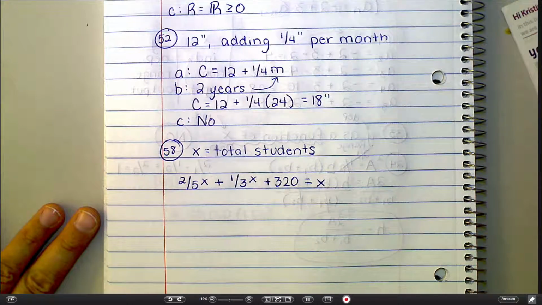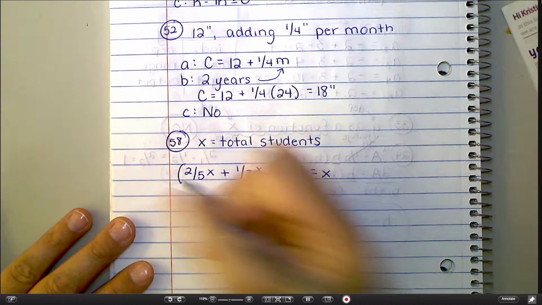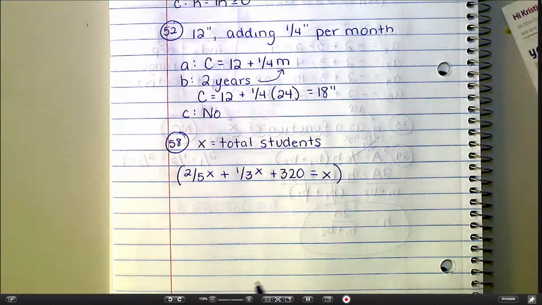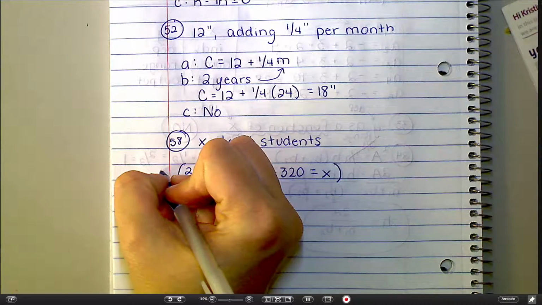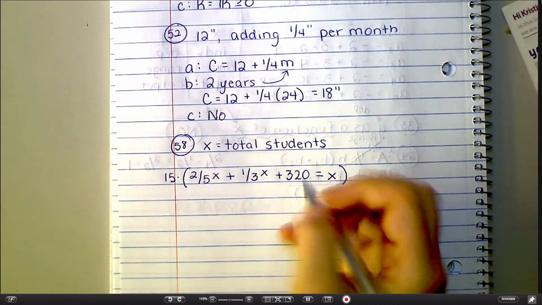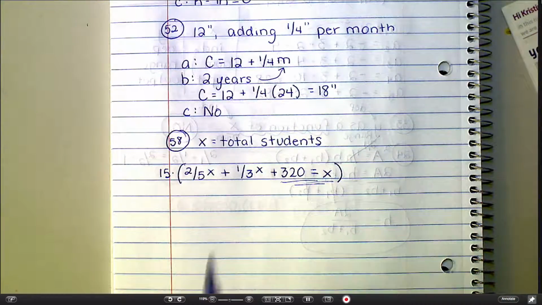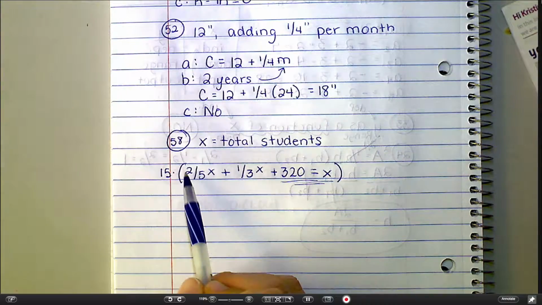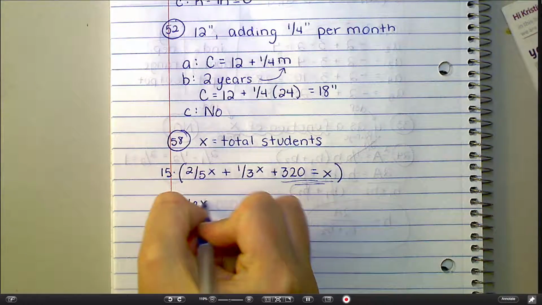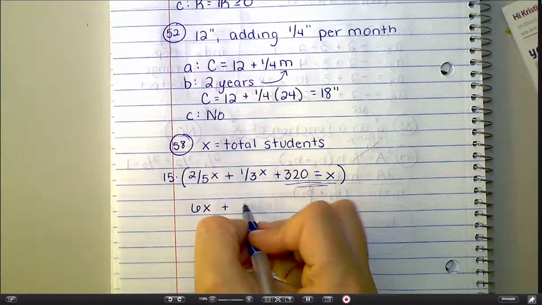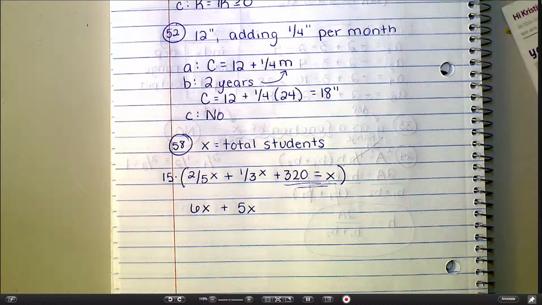Good. All right, what do you want to multiply by to get rid of those nasty fractions? 15. Okay. Remember, when you're picking that number, you're just focusing on the bottoms of the fractions. But whatever number you pick, it doesn't just get multiplied on the fractions, it gets multiplied by these things down here too. Okay? So 15 times 2 over 5, that's going to be 30 over 5, which is 6. 15 times 1 over 3 is going to be 5. 15 times 320, I got this.